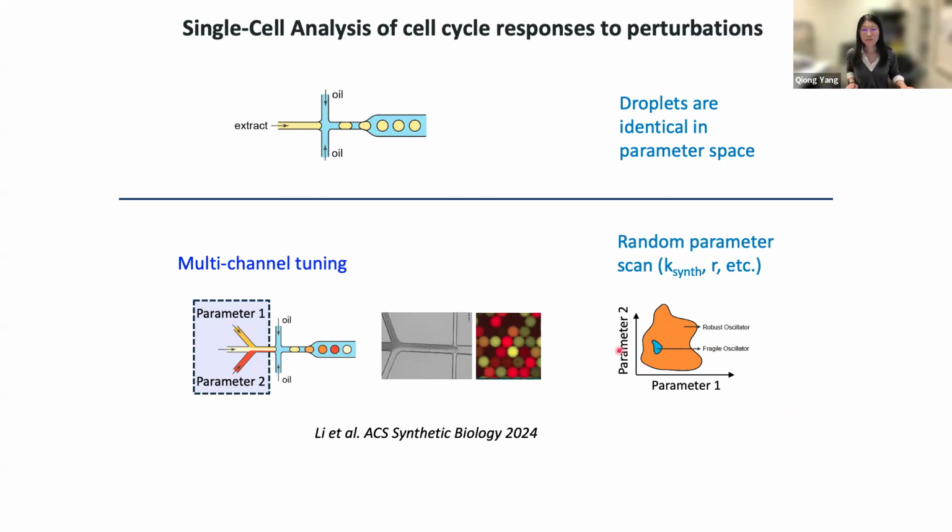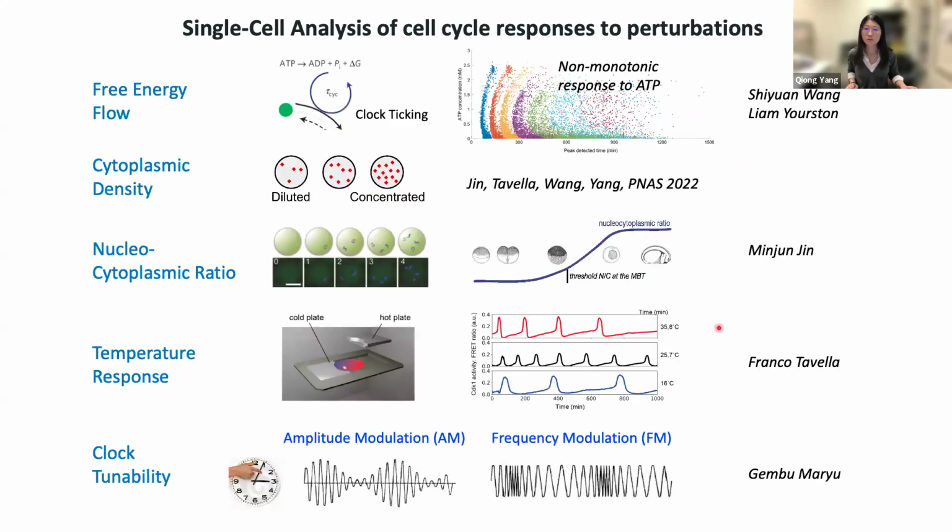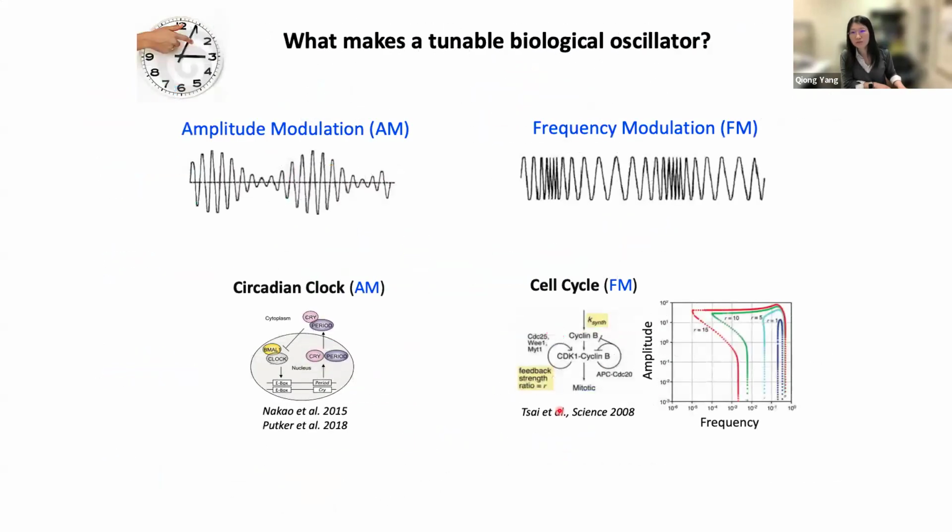So we think of this as a random parameter scan in experiments. That allows us to understand many questions that would be hard to understand in the intact live embryo system, such as how these cell cycles respond to different environmental perturbations, such as free energy, cytoplasmic density changes, nuclei to cytosol ratio changes, and temperature, and also how the clock behaves, such as the tunability that I mentioned at the beginning. So I'm just going to give a very brief example for the tunability here.